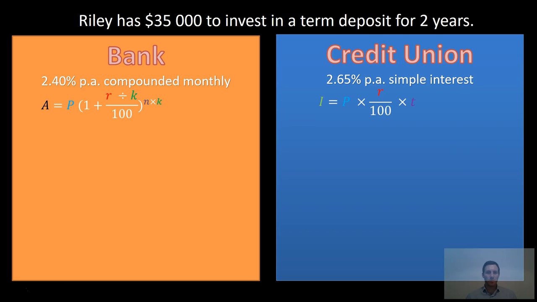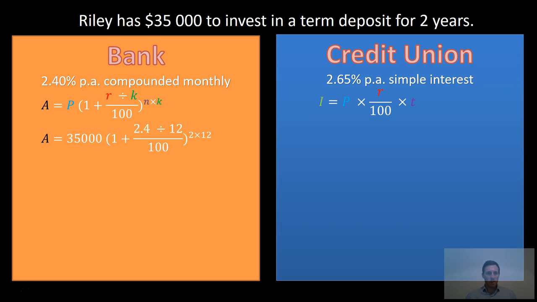Let's compare the interest on both the bank and the credit union. The nominal bank rate is 2.4% compounded as it's reinvested. The nominal credit union rate is 2.65% simple interest as it's paid out to the investor. I've included the formula we'll use here.